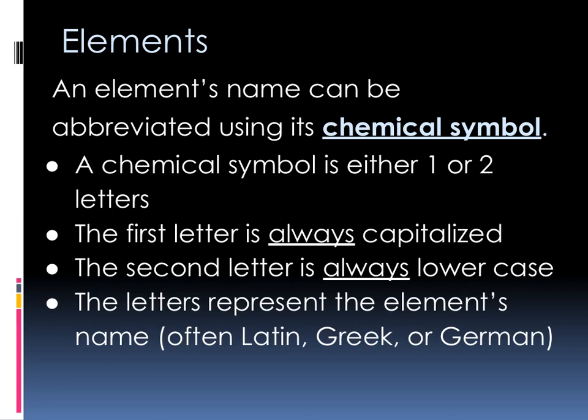An element name is usually abbreviated with its chemical symbol. A couple examples: oxygen is O, carbon is C, hydrogen is H.